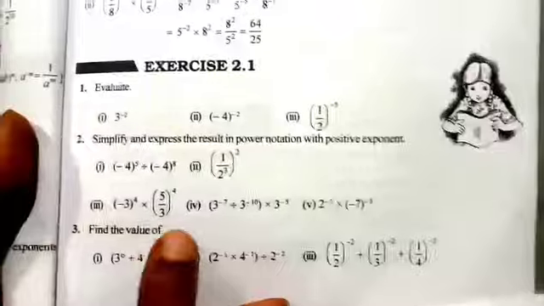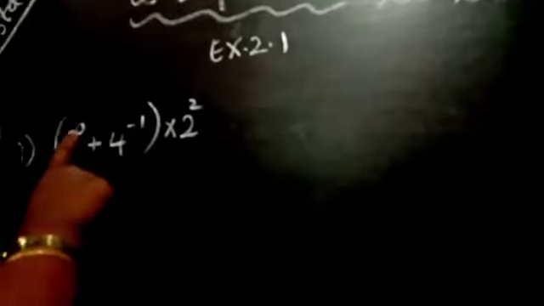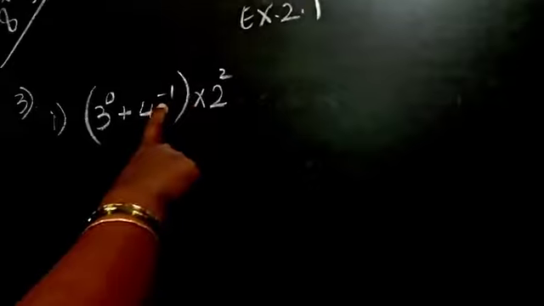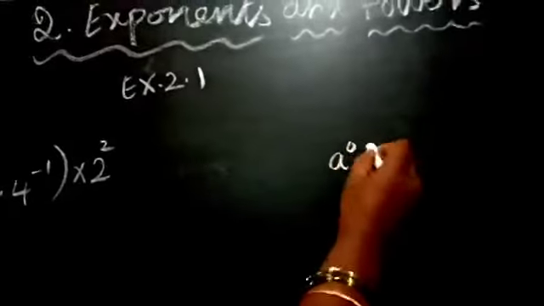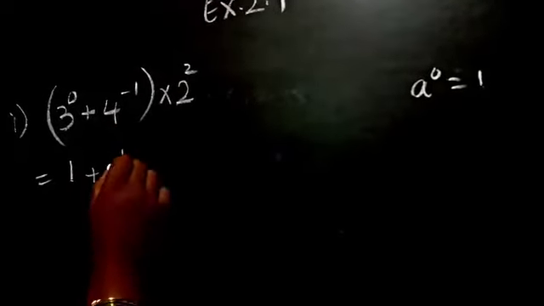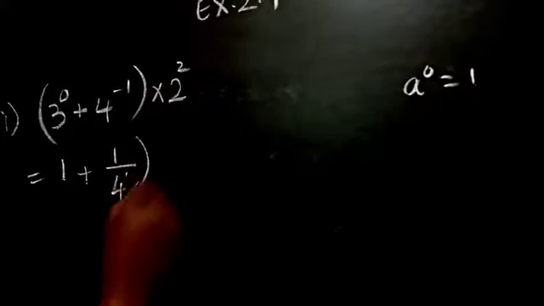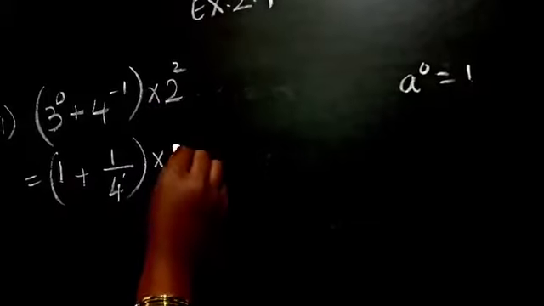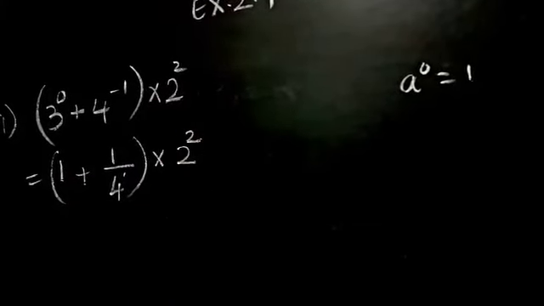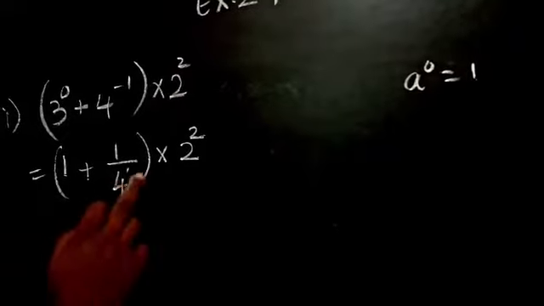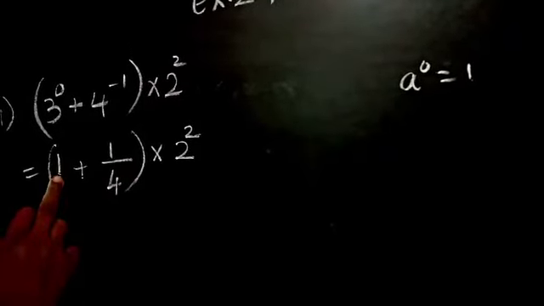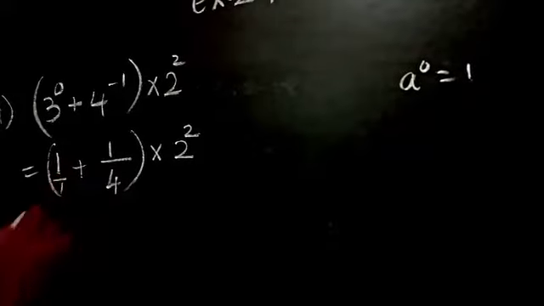Third main is find the value of 3 to the power of 0 plus 4 to the power of minus 1 into 2 to the power of 2. Here anything to the power of 0 is 1, a to the power of 0 is equal to 1. Then 4 to the power of minus 1 we can write as 1 divided by 4 to the power of 1. Then 2 square is 2 into 2, or 2 to the power of 2 also. So now this is a whole number, but 1 by 1 also is 1 only.